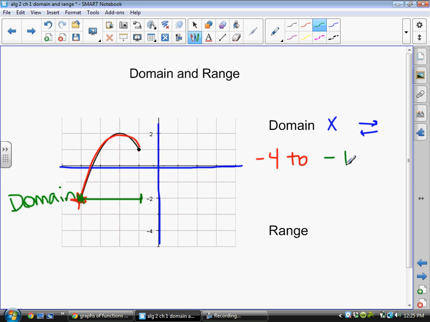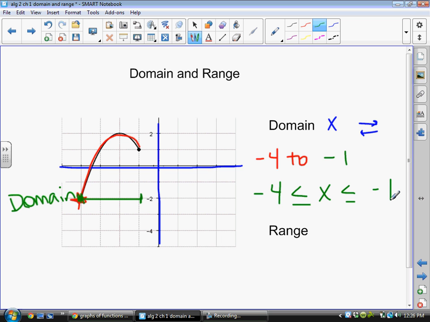So if we want to write this with the inequality symbols, we're going to write the smaller number, which happens to be -4. Less than or equal to, does it include -4? Yes, there was a dot there, so it included -4. The variable for domain is x. Less than or equal to the larger number, which is still negative, but that's okay. So that's one way to possibly write it.